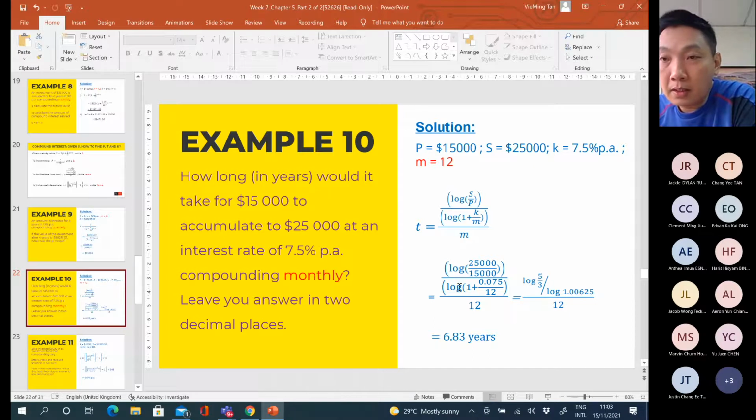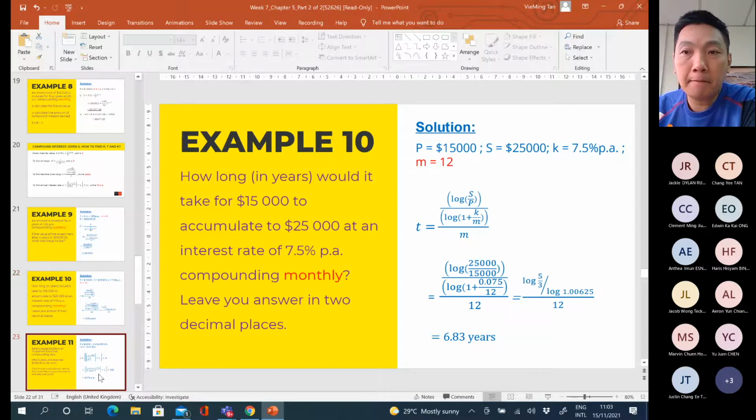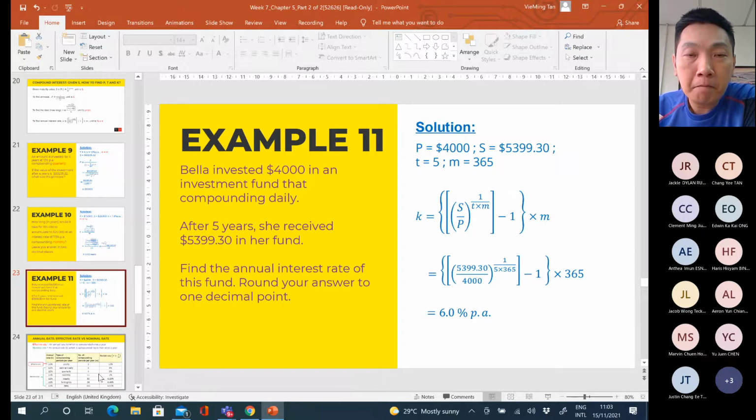So this part is log 1.00625 then divided by 12. So it's about 6.83 years. Okay, 6.83 years. So far so good. So make sure that you know how to use calculator to deal with the logarithm function. Okay, next. Example 11.